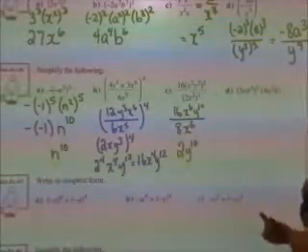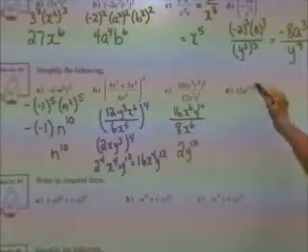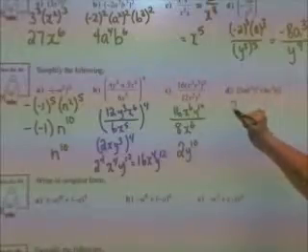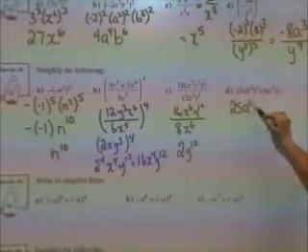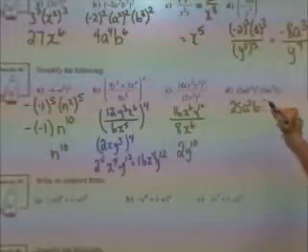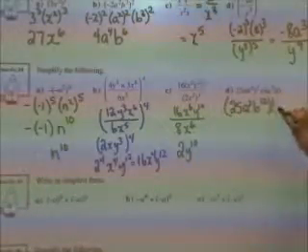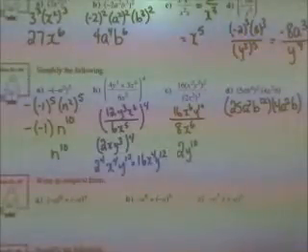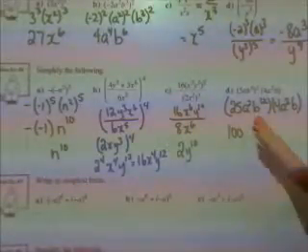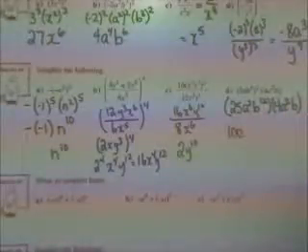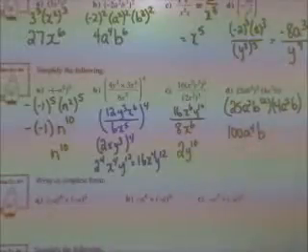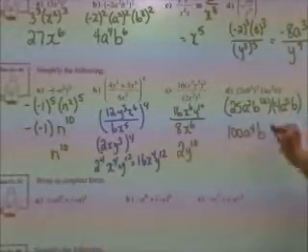So in D, the 2 goes to everything inside the bracket. So if I take the 2 to the 5, so 5 to the power of 2, 25, a squared, b to the power of 12, and then I multiply that by my 4a squared b. So then I multiply my coefficients. 25 times 4, 100. A squared times a squared, a to the power of 4, and b to the power of 12 times b, b to the power of 13.